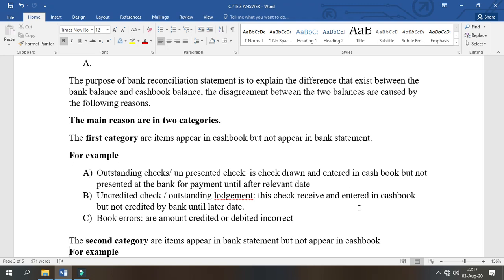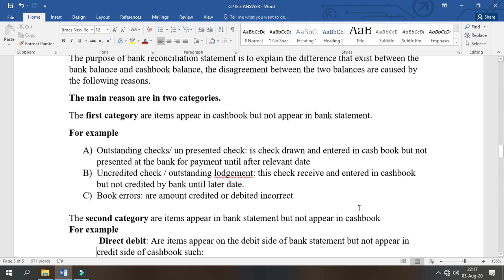It is also possible that there are some items which appear in the bank statement but do not appear in the cash book. Those items, the examples, are categorized in two classes. The first class is items which are direct debits, and the second class is items which are direct credits. So direct debits are items that appear on the debit side of a bank statement but do not appear on the credit side of the cash book.